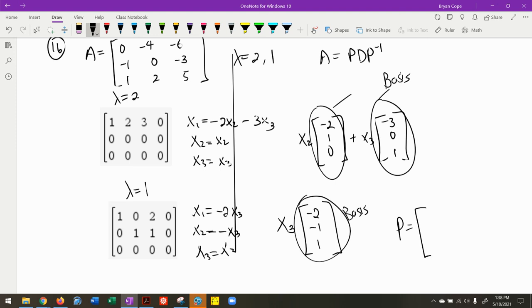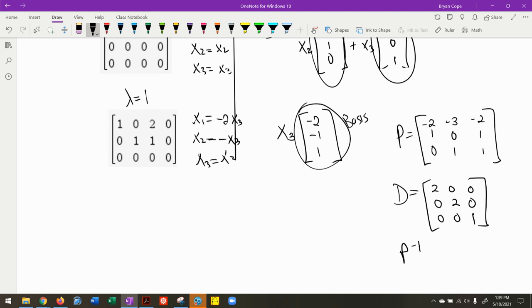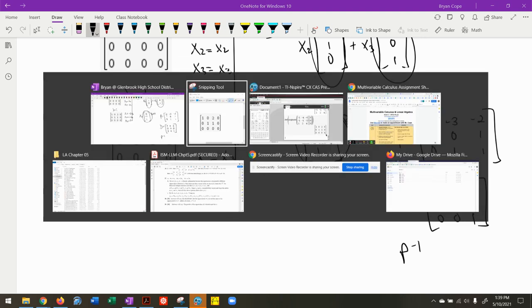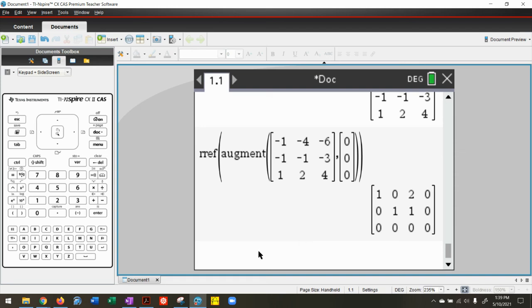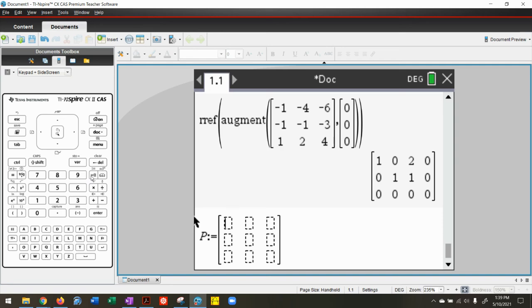So P is made up of each of these eigenvectors. This set is linearly independent. So P is full of eigenvectors. D contains the eigenvalues repeated according to their multiplicities. So 2, 2, 1. Zeros everywhere else. It's a diagonal matrix. And P inverse could be found on the calculator. Let's confirm that our work is right by taking PDP inverse. And, by the way, this can be diagonalized because there are 3 linearly independent eigenvectors, or we can see that the algebraic multiplicity equals the geometric multiplicity for each of the eigenvalues.